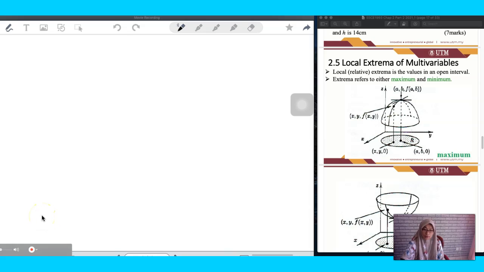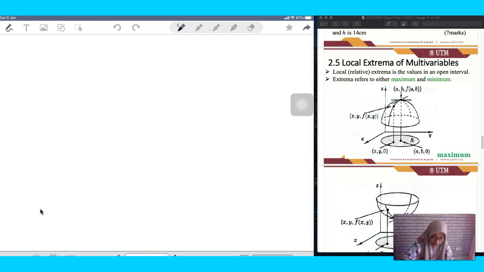Okay, so now we go to the last application that we want to focus on, which is about the local extrema. In this section, we want to implement the partial derivatives to determine the maximum point or the minimum point that you have on the surface.